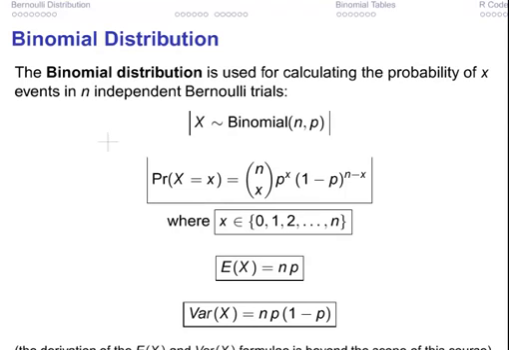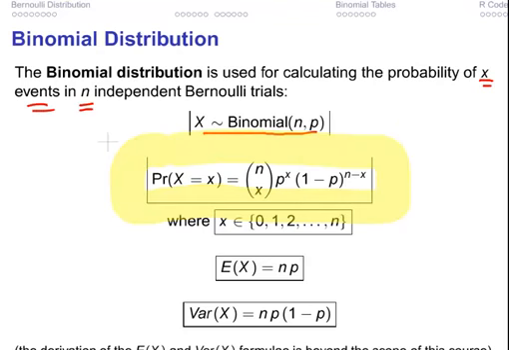The binomial distribution is used for calculating the probability of X events in N independent Bernoulli trials. That's the key landmark we've just reached. The key parameters for the binomial distribution are N, the number of trials, and P, the probability of success. That's how we might specify this probability distribution, or the random variable X, just as we've done there in the slide.